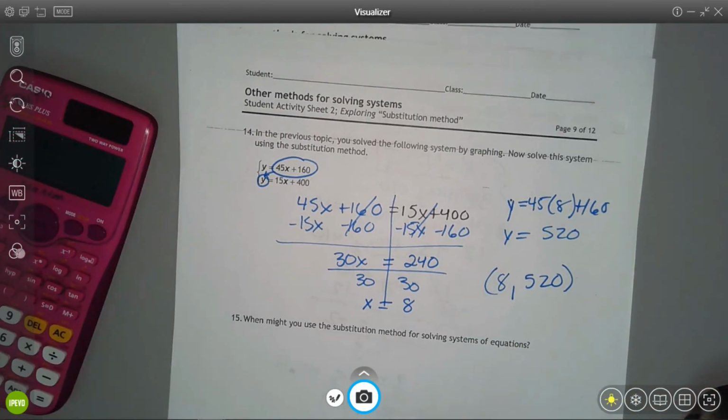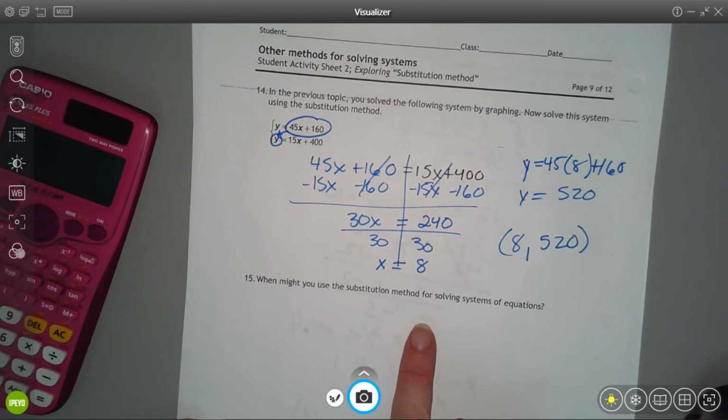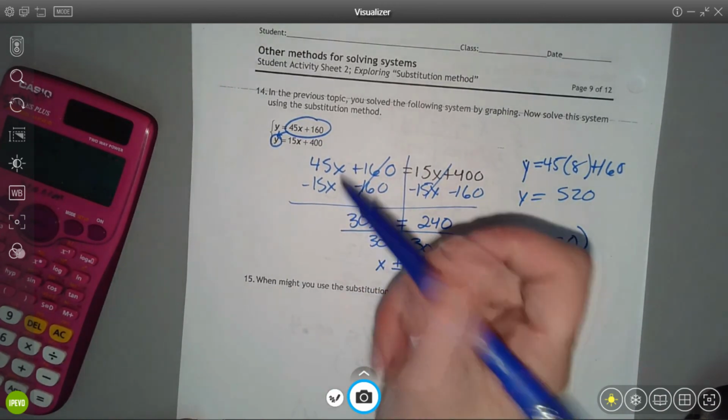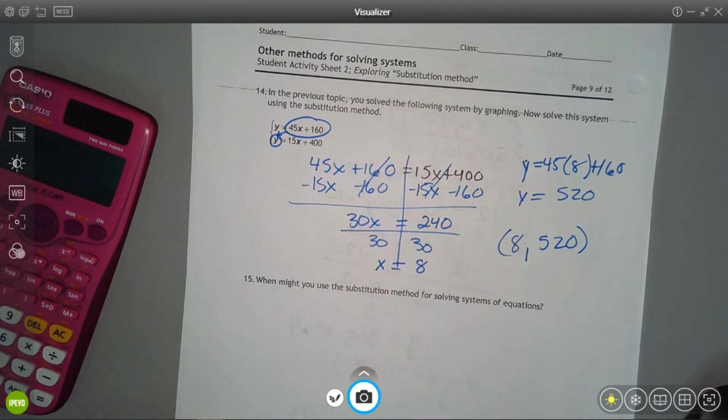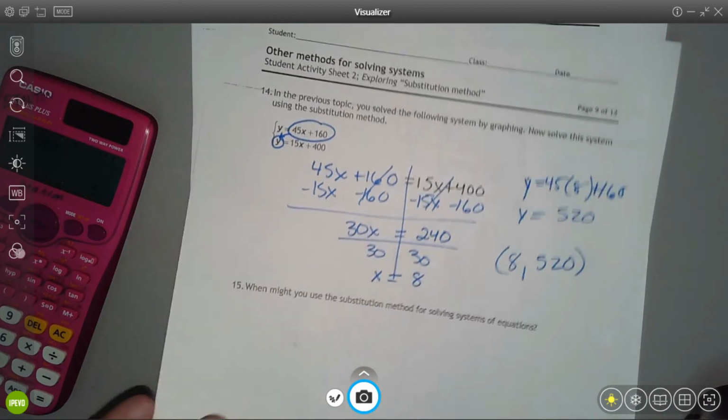When might we use substitution for solving systems? When we've got crazy numbers like this, guys. We don't want to be graphing those.